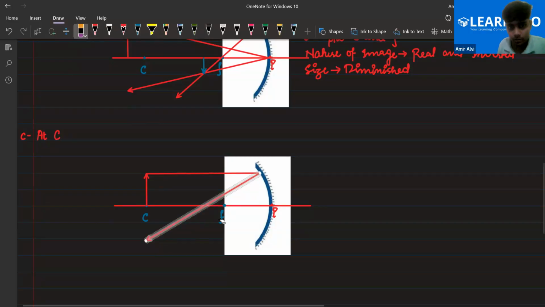So I'm going to change the focus a little bit, over here. Okay. And the next ray will strike the pole, and it will reflect with the same angle. That is your angle of reflection, equal to the angle of incidence. Okay. In that case, the image formed would be over here.